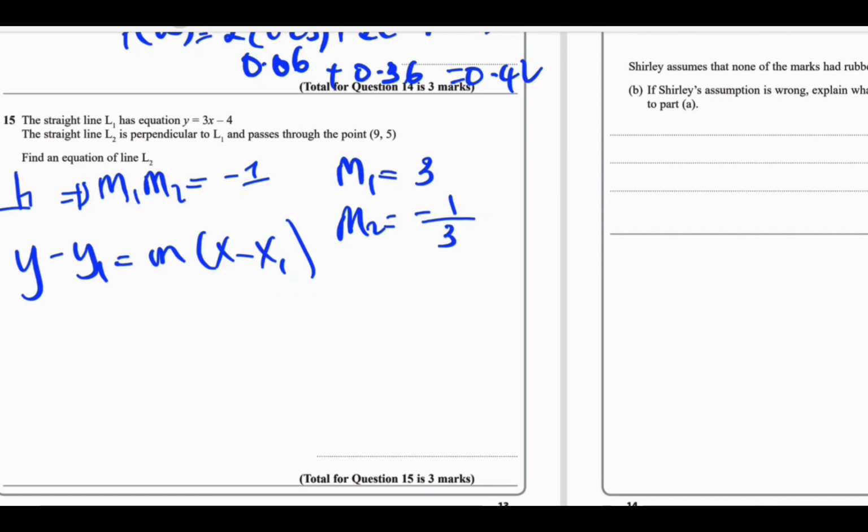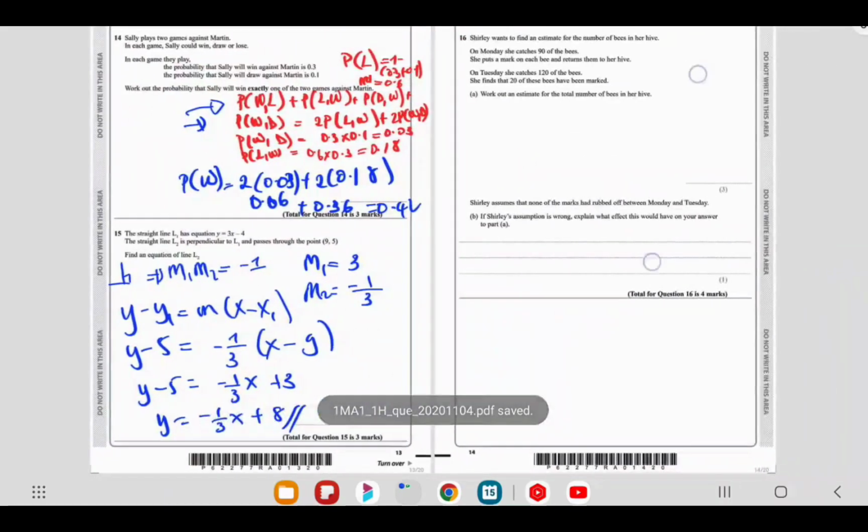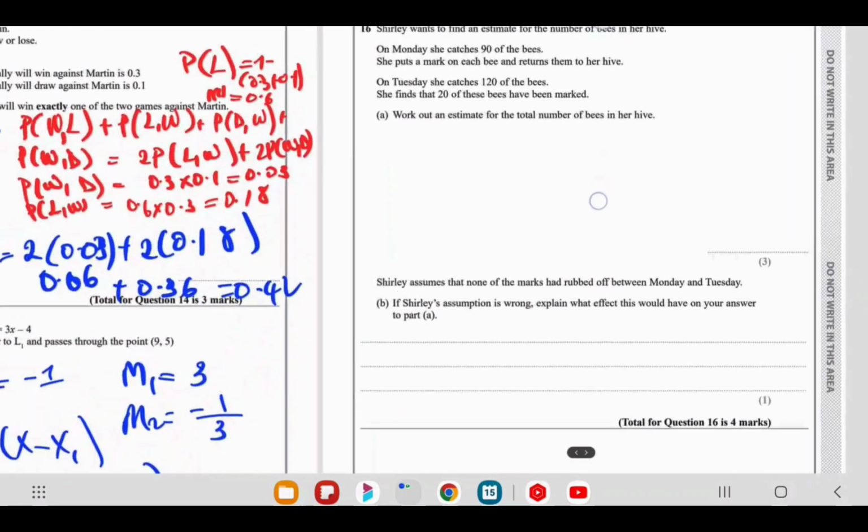Okay, now we use the point, so y minus 5 equal to m, the new slope, which is -1/3, times x minus 9, and then we just have to simplify it. Multiplying, we're going to have y minus 5 equal to -1/3 x plus 3. Adding 5 on both sides, our answer would be y equals -1/3 x plus 8. And there we go, we have it. Next question.